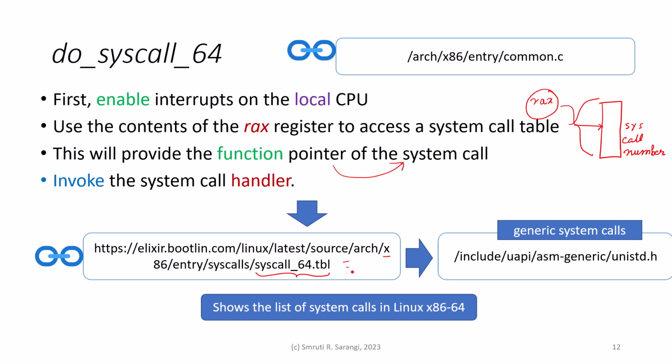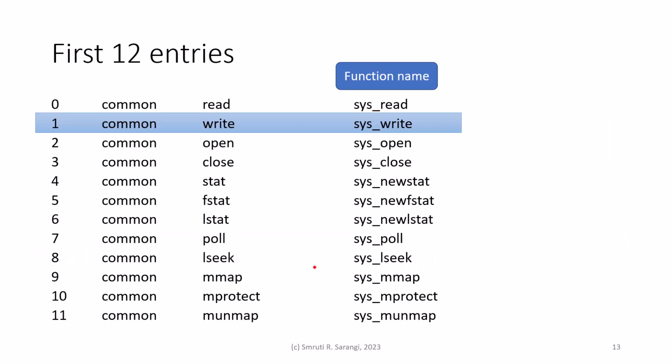A subset of these system calls are generic in the sense that they are architecture independent, like reading a file, writing a file, and so on. So they are generic system calls, which are a part of the UAPI subsystem, and they can be found in unistd.h. But the full list is stored over here. If we look at the first 12 entries of the syscall table, we'll find all the usual suspects of the most common system calls that are made in any system.